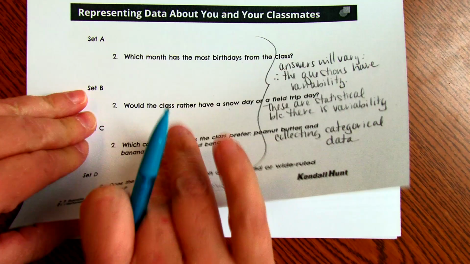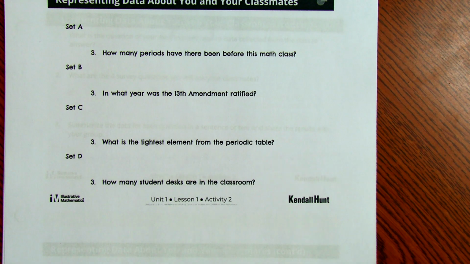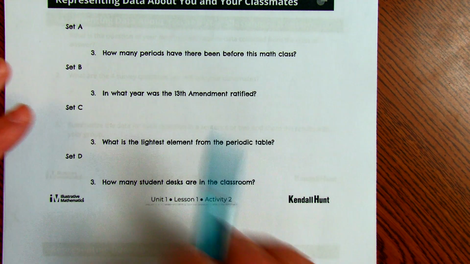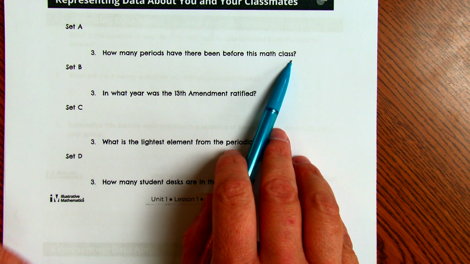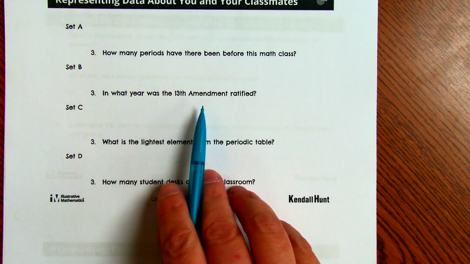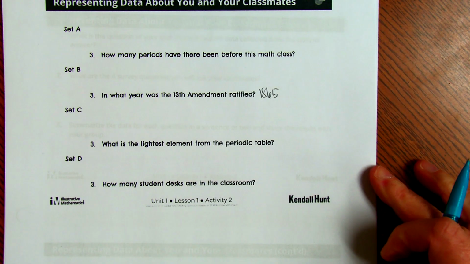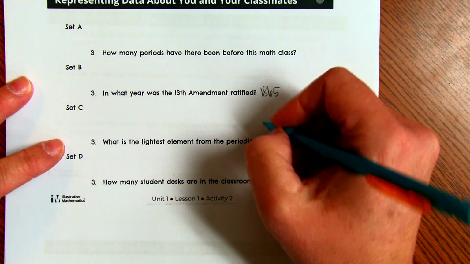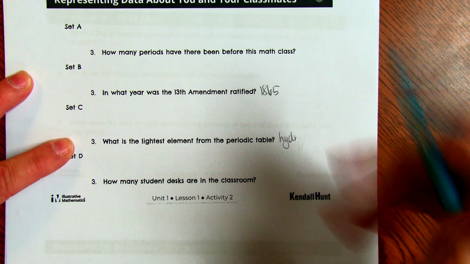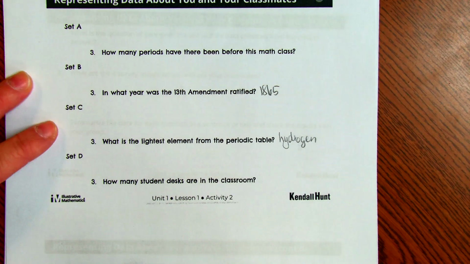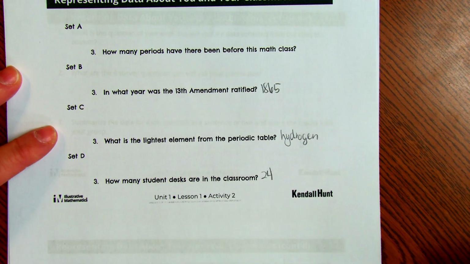Moving on to the next set of questions. So if you ask anybody in class these questions, how many periods have there been before this math class? Well, if it's second hour, there's only been one, but everybody's going to say the same answer of one. In what year was the 13th Amendment ratified? The correct answer is 1865. So everybody should have that same answer. The lightest element from the periodic table is going to be hydrogen. So again, everybody's going to have that same answer. How many student desks are in the classroom? If everybody counts all the student desks, they're going to get the same number of 24.